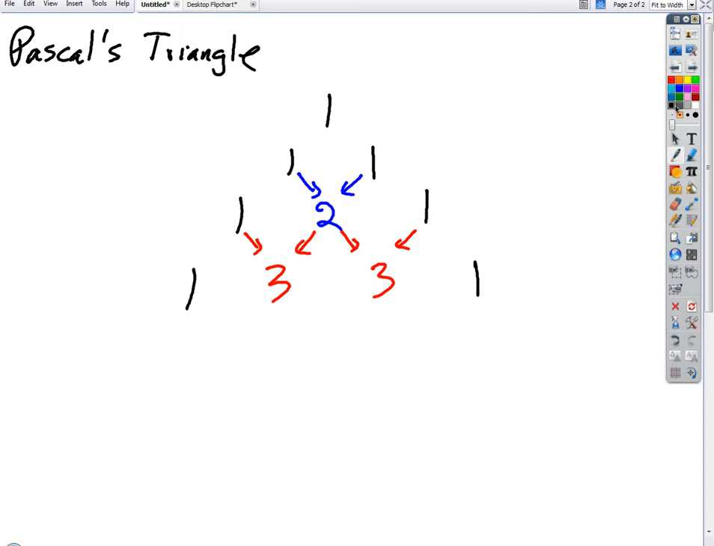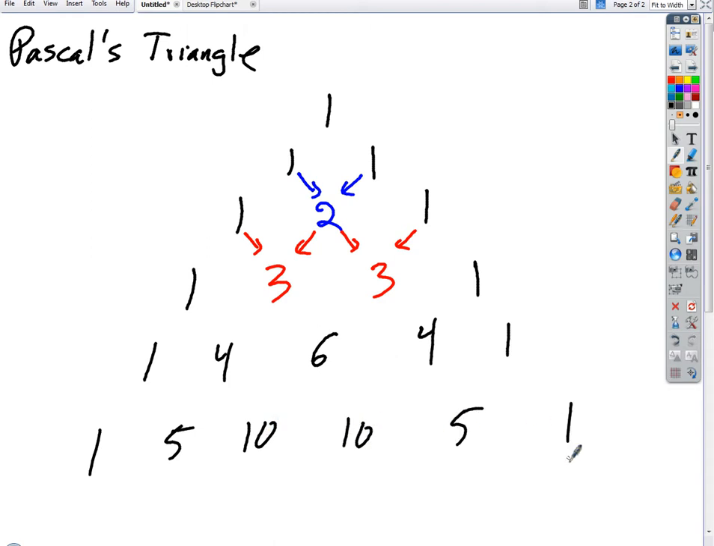What's nice about this is, if I wanted to multiply out a binomial to a much bigger power, this tells me the pattern that I would use. So if I keep going with this, what's the next row going to be? 1, 4, 6, 4, 1, and then finally we'll stop here: 1, 5, 10, 10, 5, 1.